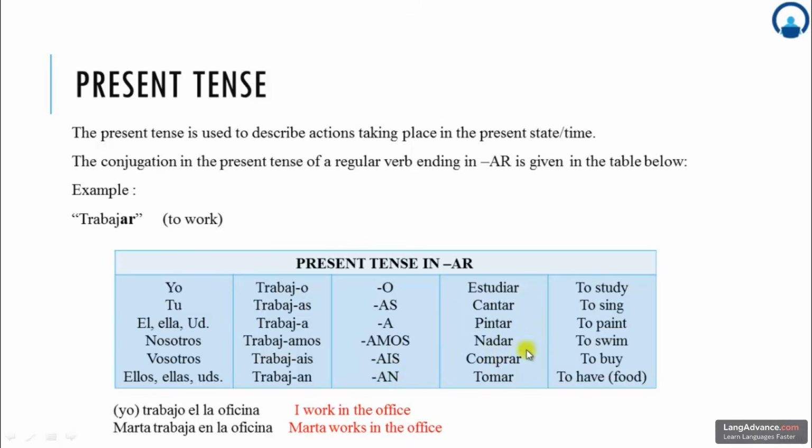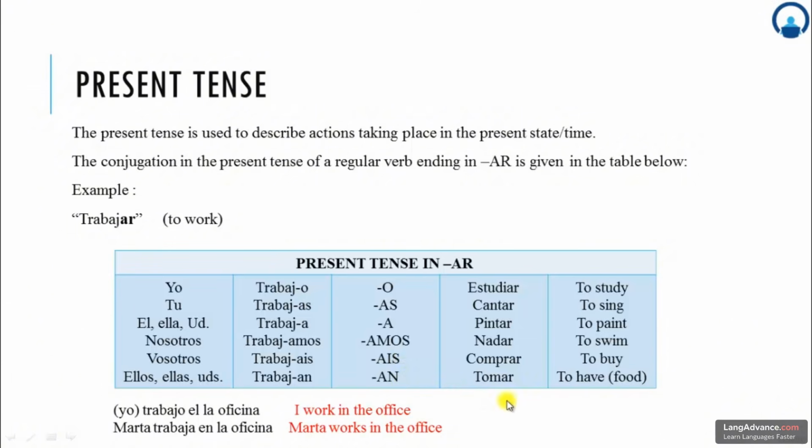Nadar, I'll remove the AR and replace it with one of these. So, nado, nadas, nada, nadamos, nadáis, and nadan. Comprar. So, I'll remove AR and write compro, compras, compra, compramos, compráis, and compran. And the last one, tomar, I'll remove the AR and write tomo, tomas, toma, tomamos, tomáis, and toman.